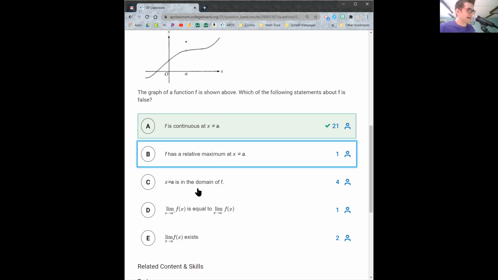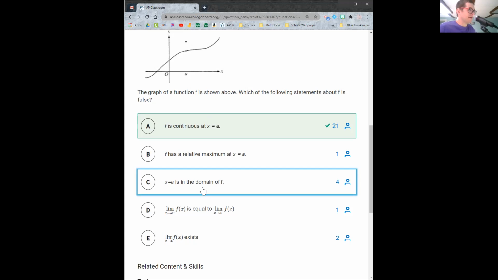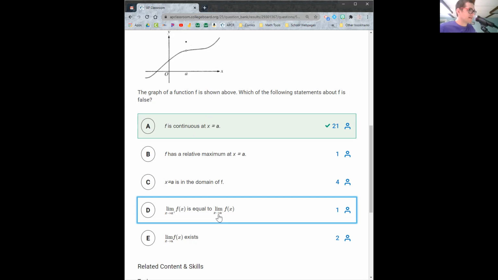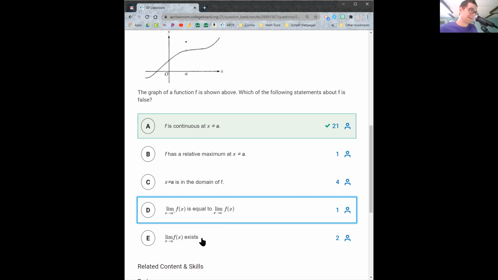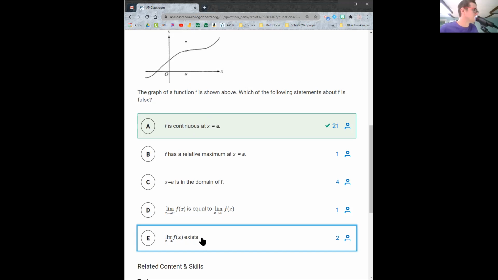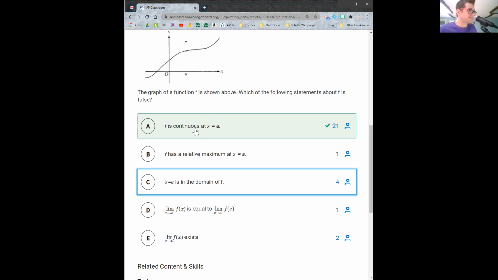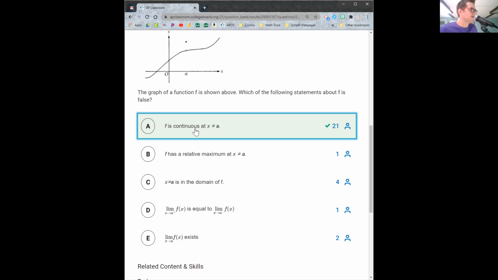So that one's true. x equals A is in the domain of f because when you plug in A, you get whatever that value is. The left and right-hand limit of A are the same thing. They're both going towards this value, and the limit exists. If D is true, E has to be true. So this is the correct answer, hands down. And again, almost all of you got that.